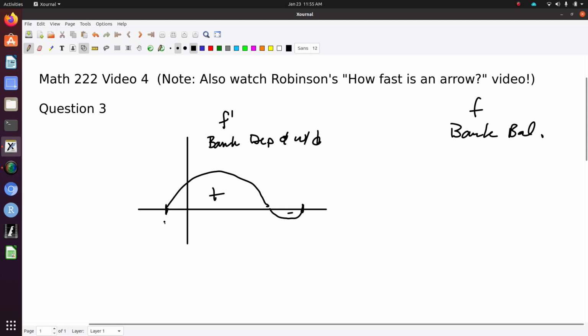So, for example, F of A is going to be smaller than F of B, because you've earned money from A to C, and then you've gotten rid of a little money from C to B. But you have to look at the relative sizes of these humps, and you've lost less than you gained, so overall you're still better off at time t equals B than you are at time t equals A. Again, just think of it in terms of bank deposits and withdrawals as being F prime, and your bank balance is F, and that will help you get your bearings on this question.